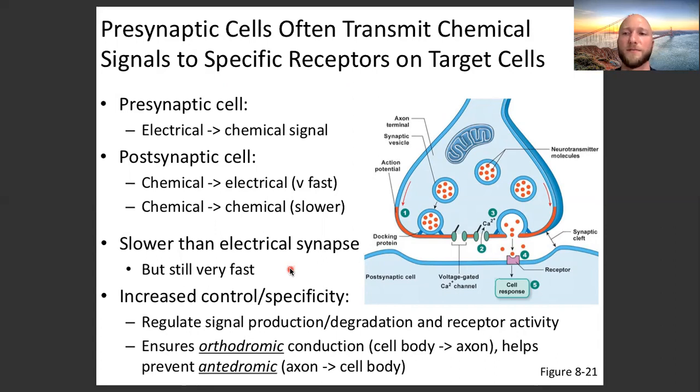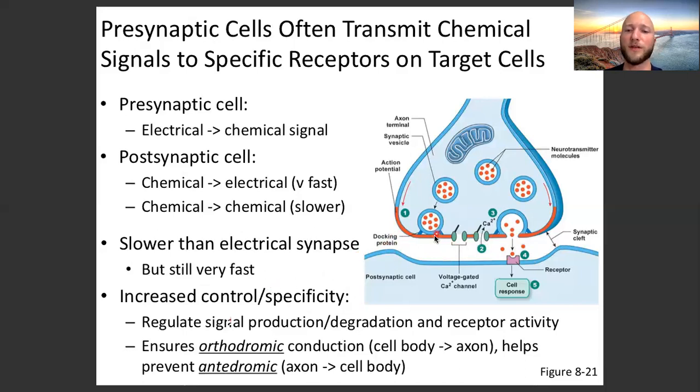It's one directional. You can't have a signal go both directions with this setup. So it gives you another area where you can control. You can alter this synapse. You can control the pathway in more ways via this synapse. A lot of medications work at the synaptic level. SSRI, selective serotonin reuptake inhibitors. There's lots of medications that affect the synapse. Regulate signal production, degradation, or receptor activity.